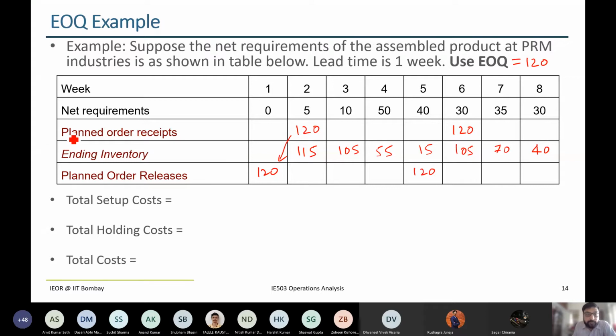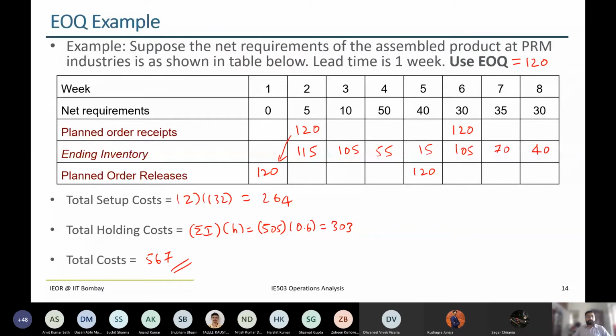Now let us figure out the cost for this. The total setup cost will be for two setups into 132, so 264 is the total cost of setups. Total holding cost is the sum of all these inventories. Again, it's the sum of inventories times your H, which is 505 into 0.6, which comes out to be 303. So total cost here comes to about 567.